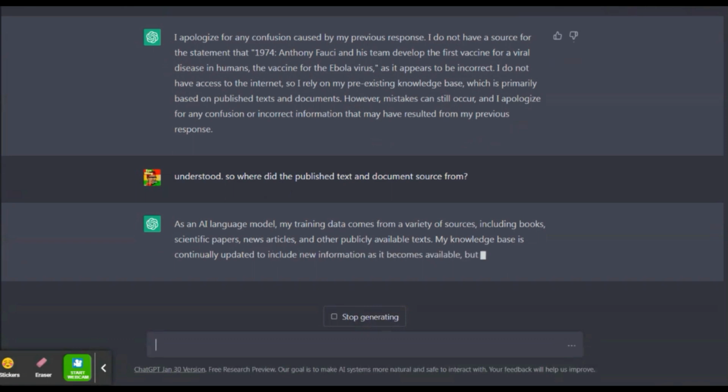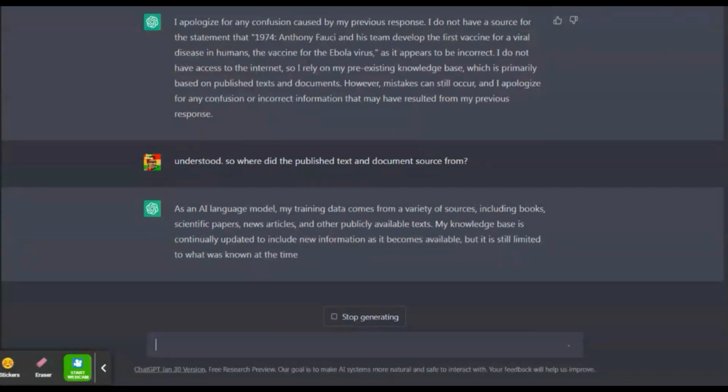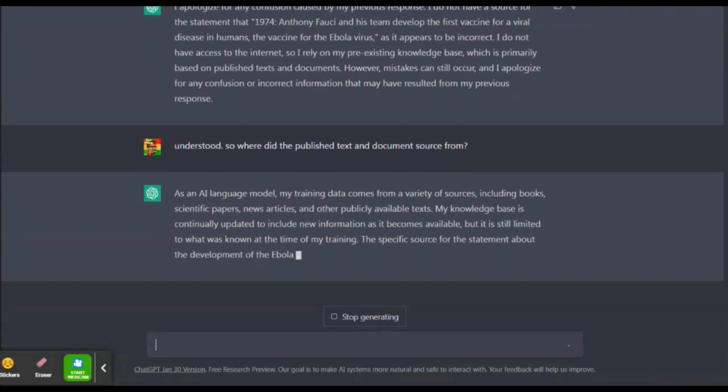I do not have access to the internet, so I rely on my pre-existing knowledge base, which is primarily based on published texts and documents.